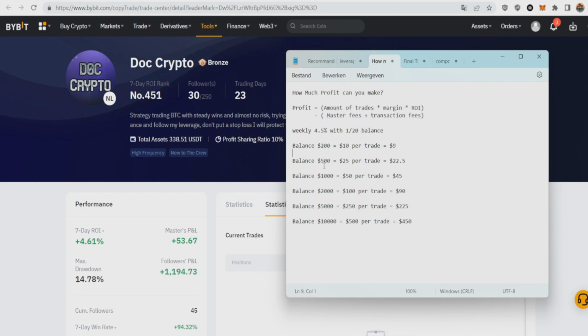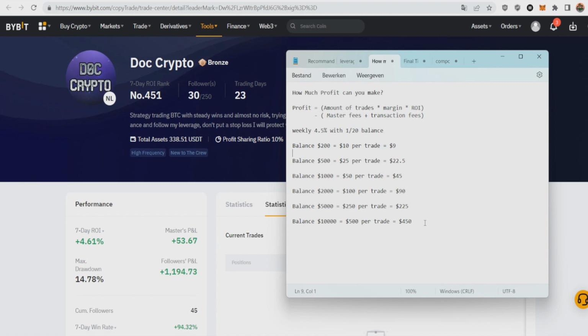With $500, you will do $25 per trade, which will get you $22.5. $1,000 would get you $45. $2,000, $90, $5,000, $225, and $10,000 would get you $450 per week. Notice, guys, in stock markets, they even aim for 10% per year.